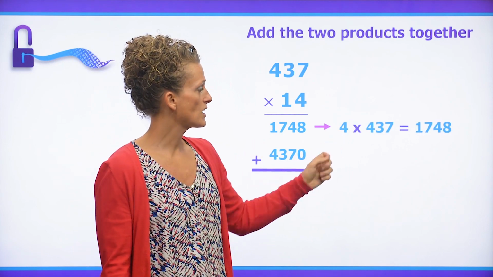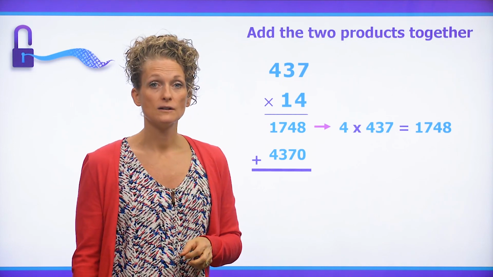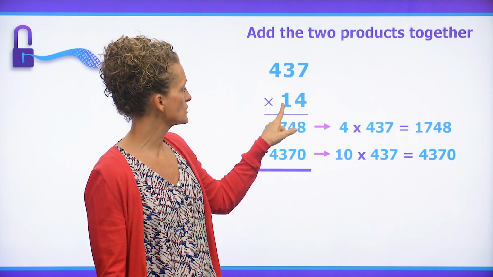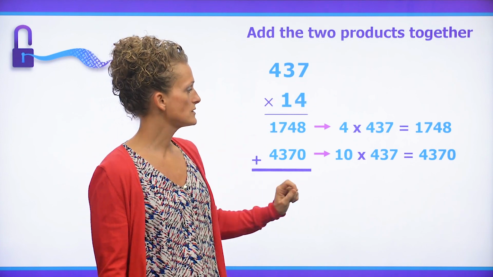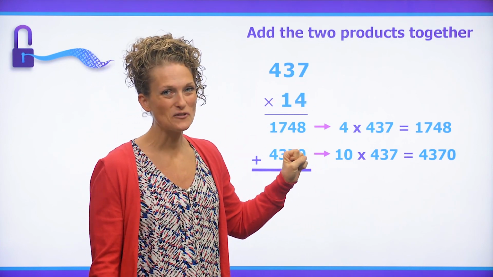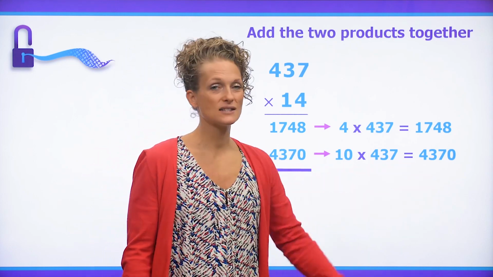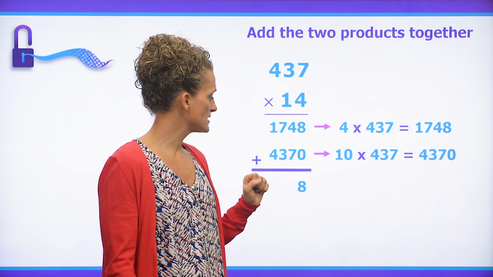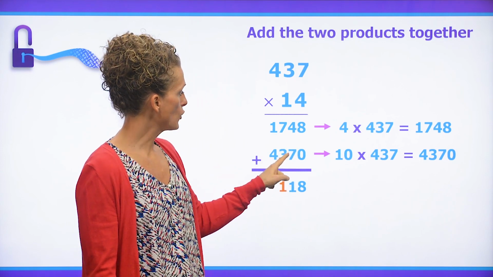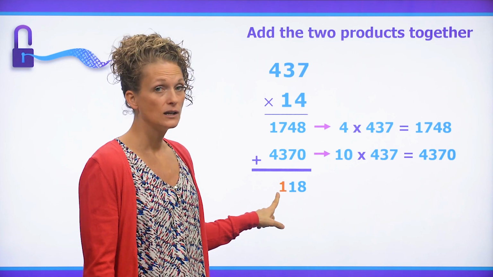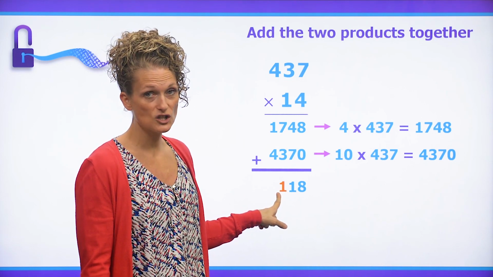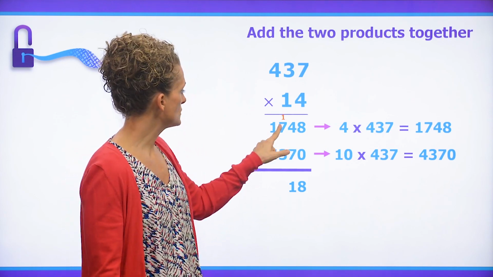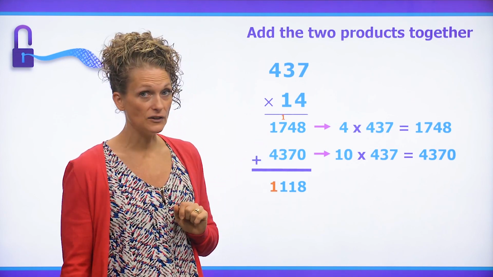1,748 was what we got when we multiplied 4 times 437. And then 4,370 was what we got when we multiplied 10 times 437. So now we can add them together by columns. 8 plus 0 is 8. 4 plus 7 is 11. We can only write one digit in each position, so we're going to have to carry this 1 above to the hundreds. And 7 plus 3 plus 1 is 11 again.